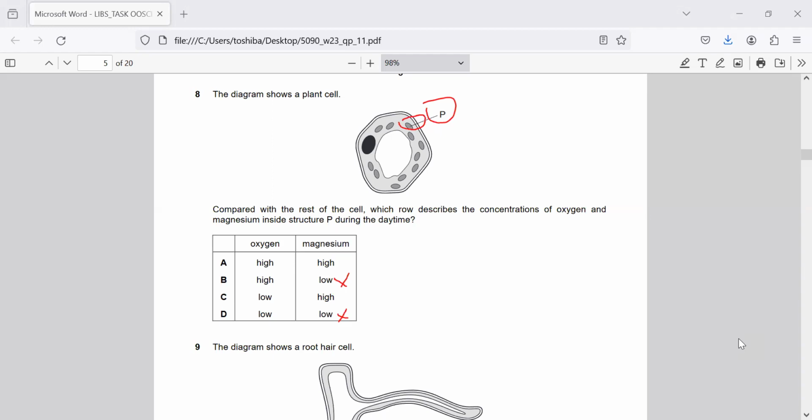As light energy would be trapped by this chloroplast, more photosynthesis would occur and more oxygen is produced. So option A is correct.